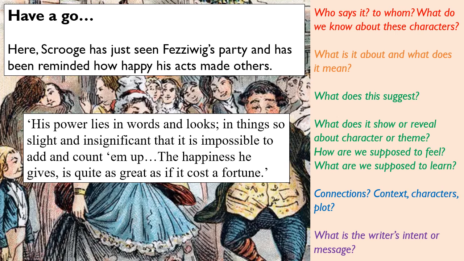Then try and make some connections. Is there something here we can write about context? Is there something we can write here about the characters that are involved? Is there another connection we can make here to the plot elsewhere, to moments that happen elsewhere in the novella? And what's the writer's intent here? What's Dickens' message? When he has Scrooge say this, what's the writer's message? Take some time to work through that now, pausing the video. And when you're ready to start, just click play.